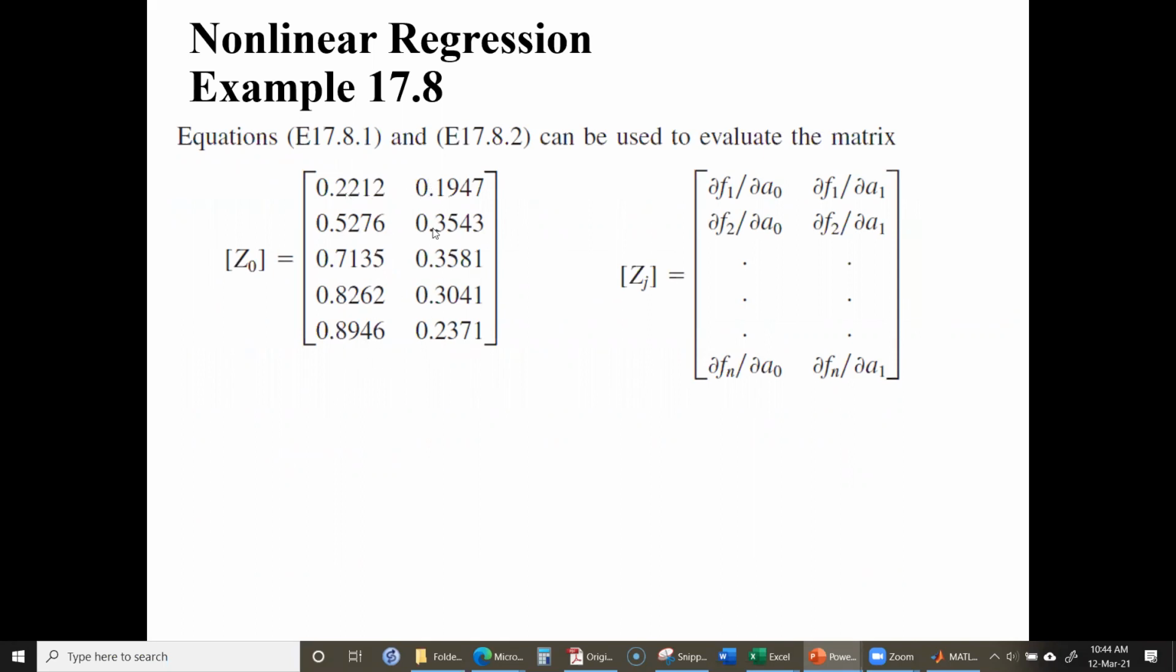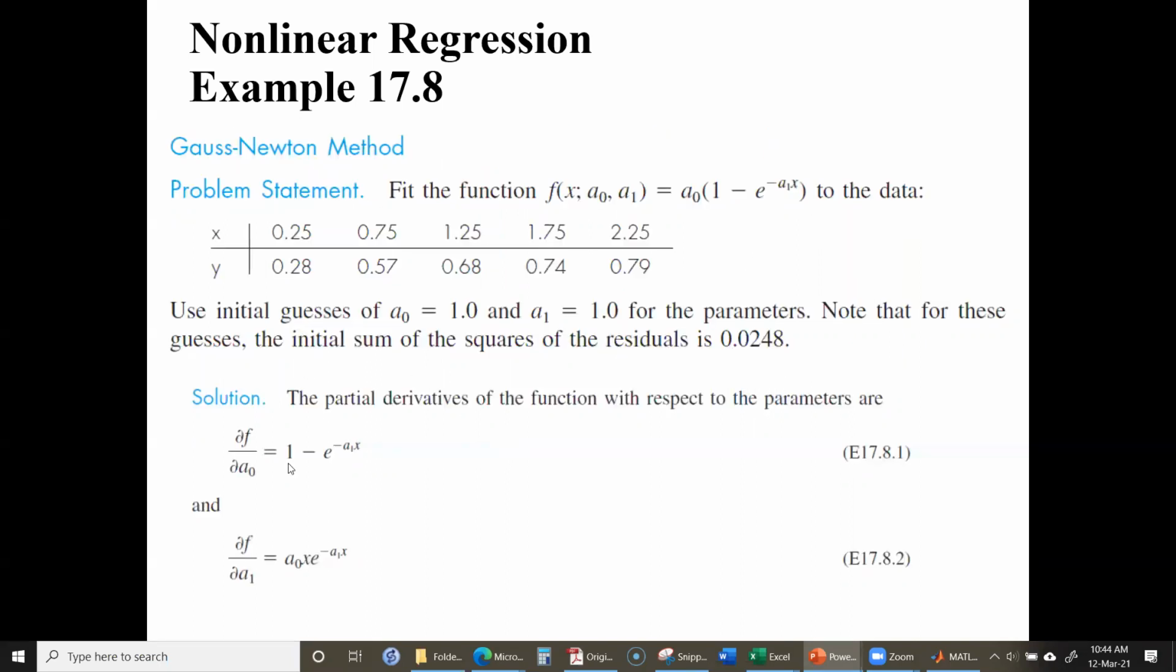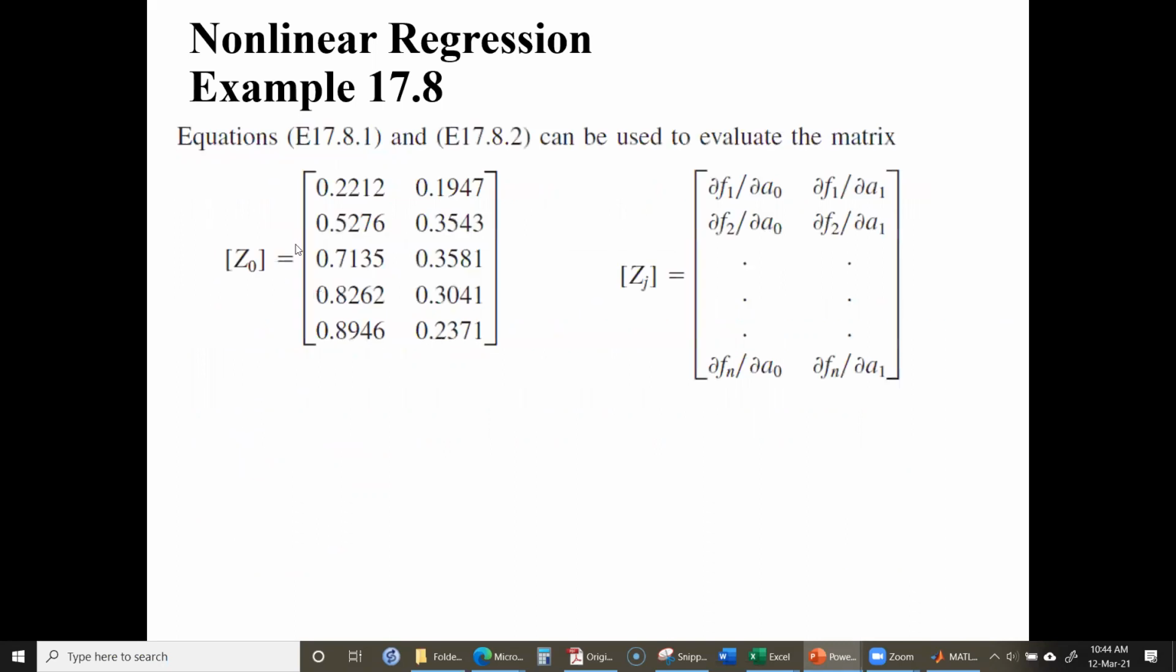So we will get these values. How will we get these values? We will get these values from these equations. We will take the value of x as 0.25 and put it into this equation, and then we will find the value of partial f over partial a naught. That will be the value of 0.2212.